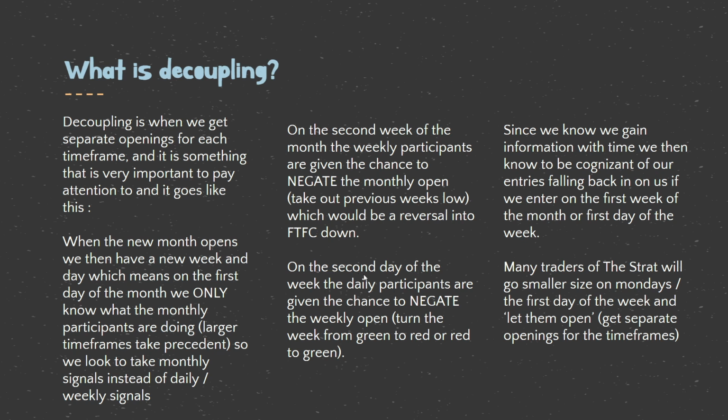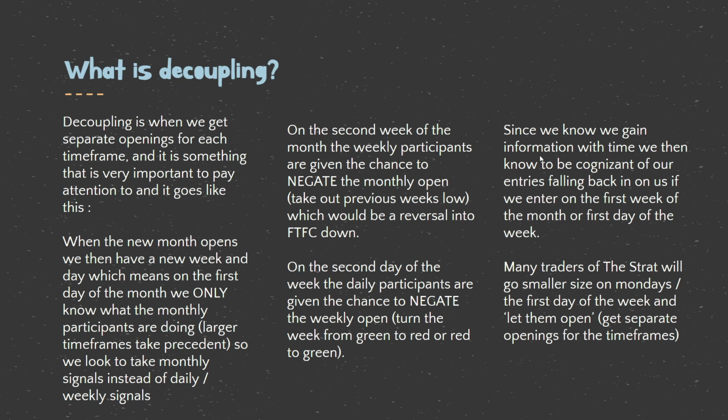And then on the second day of the week, and this is every week, the daily participants are given the chance to negate the weekly open. So turn the week from green to red or red to green. So taking out the previous day's high would flip the week, if it was a red day, to the upside. So it'd be negating Monday's open to go red to green, or vice versa. If we take the low, it'd be green to red.